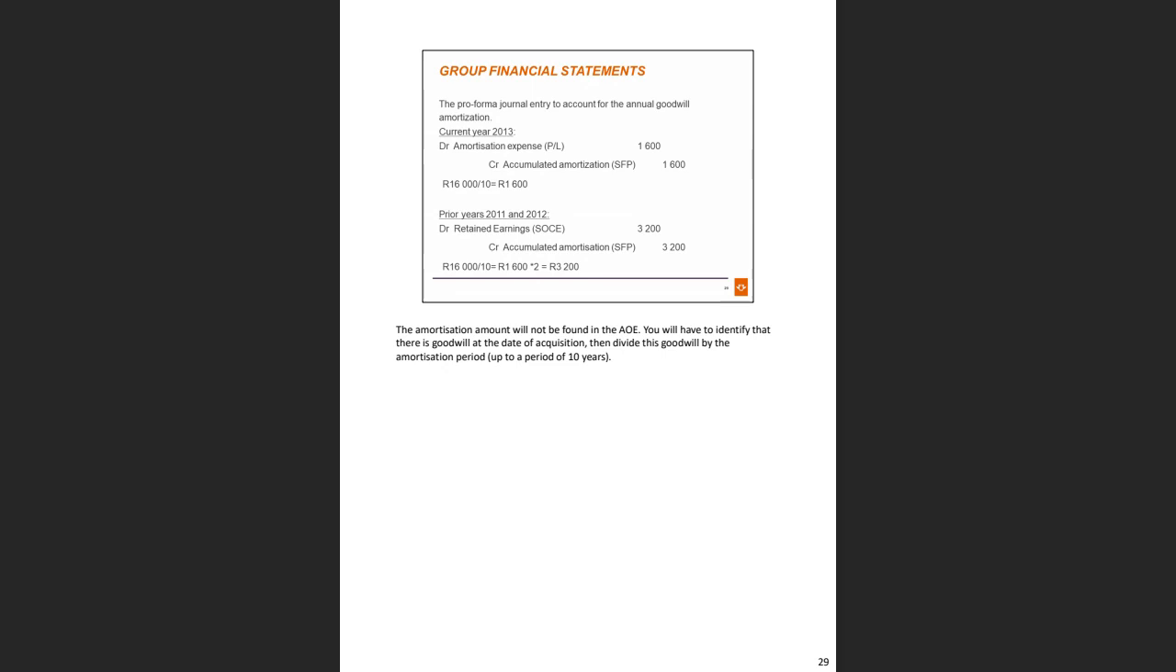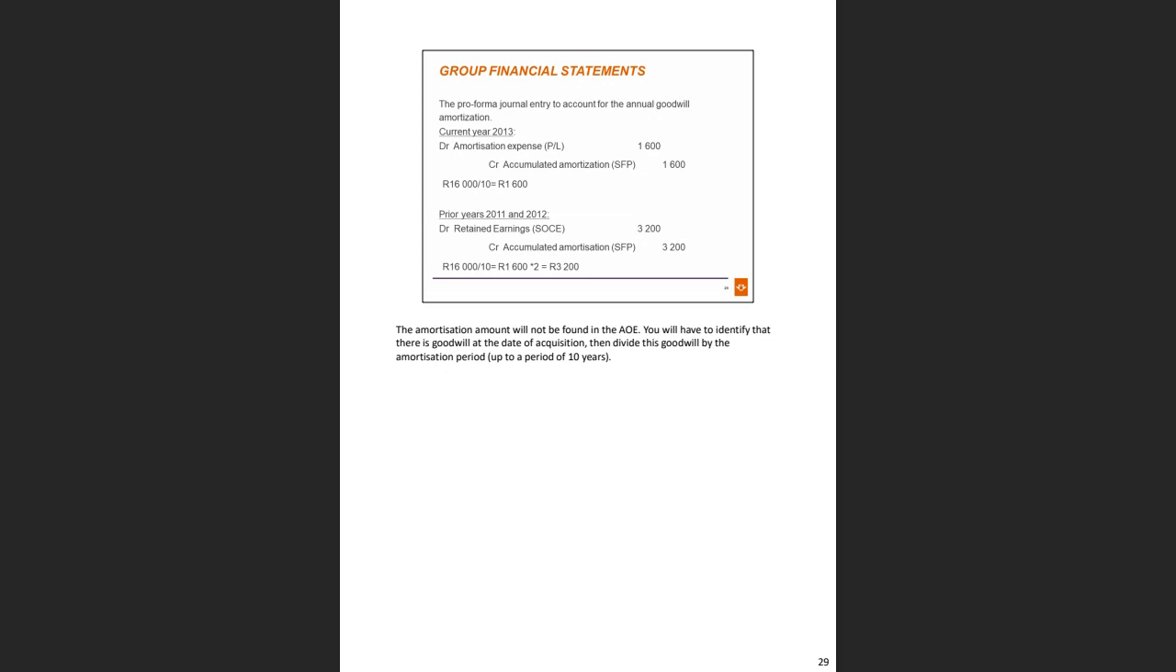Then for our prior years, for 2011 and 2012, we also need to account for the amortization of Goodwill for the 2011 year and 2012 year. So this is for 2 years. So our journal entry will be for 2 years here. So we'll debit retained earnings because it relates to a journal entry from a prior period. And we will credit accumulated amortization of 3,200.